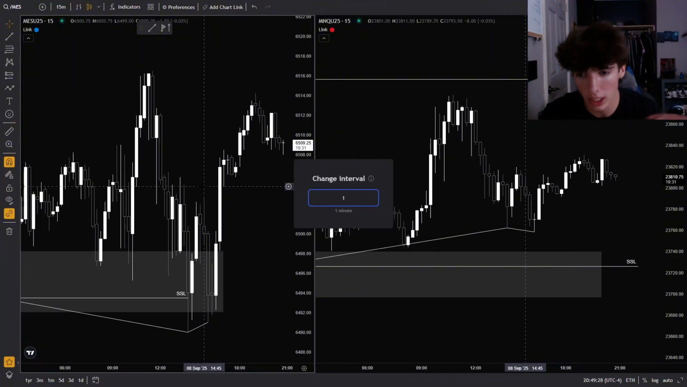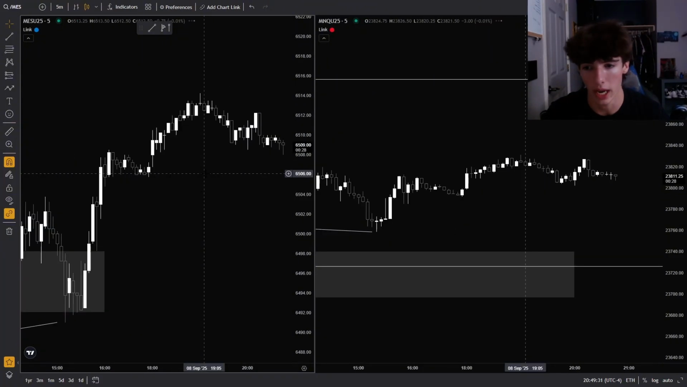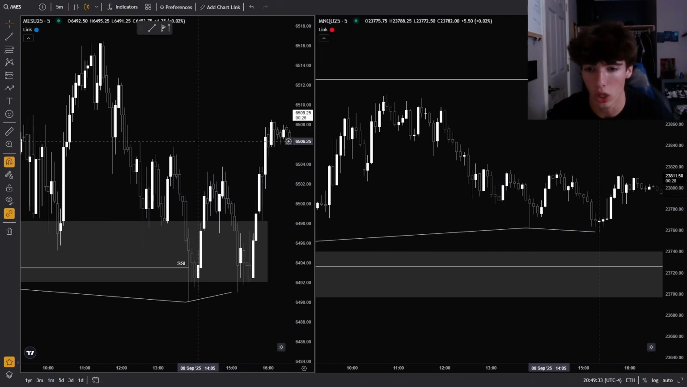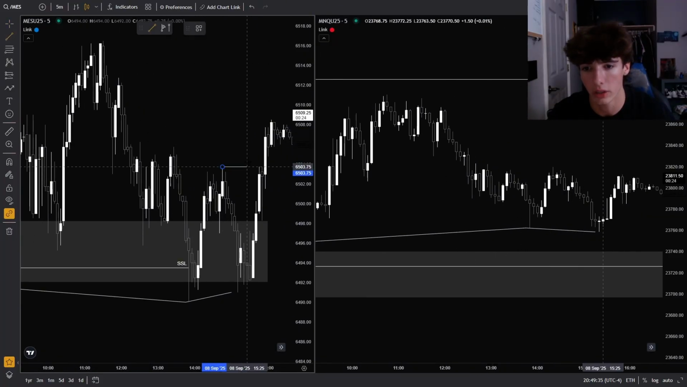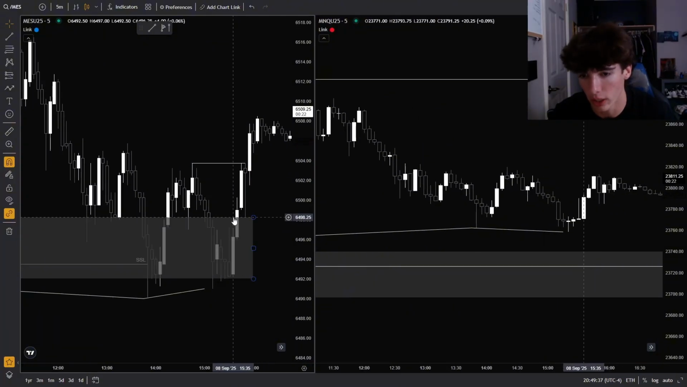So I'm looking to take this trade to an area that's probably going to be one of these internal highs, right? So the first internal high could have been this. This is a clean setup. If you took this, that was really nice and efficient.